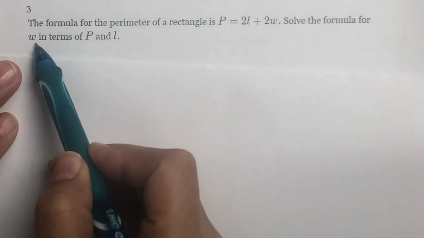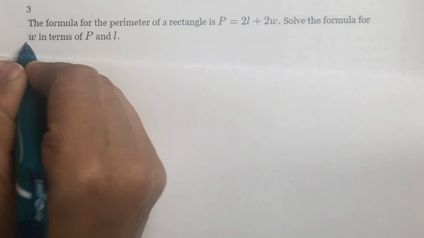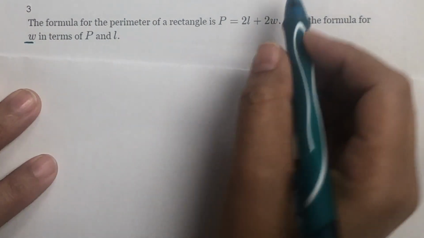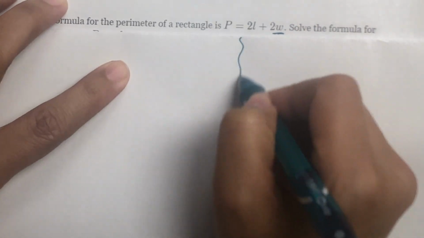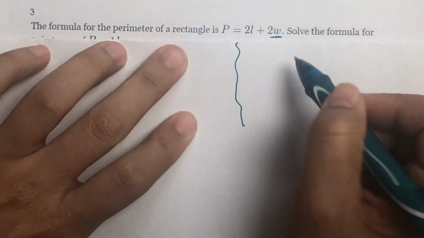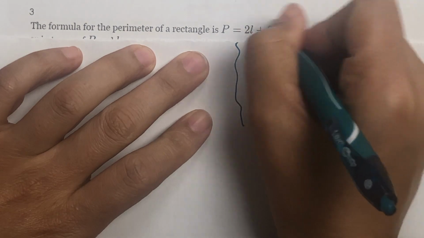The formula for a perimeter of a rectangle is this. Solve the formula for W in terms of P and L. So I want W to be on one side. So let's find where W is right here. So solving literal equations is just like solving equations. First thing you do is my river. And I want to get this completely by itself.